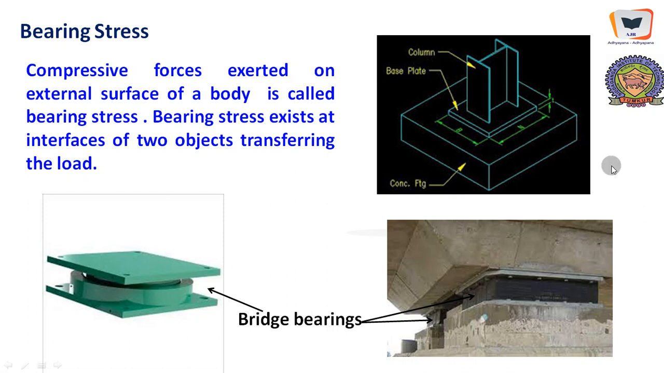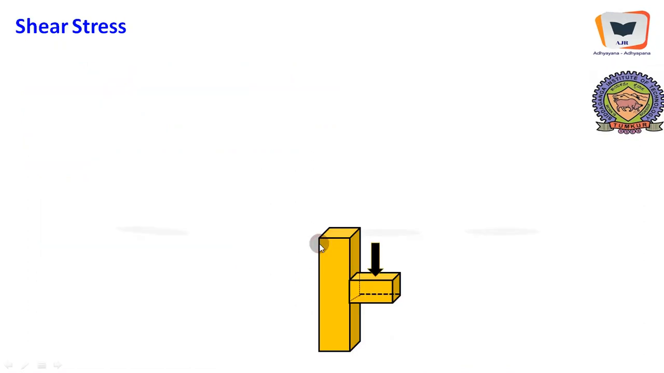Bearing stress and bearing pressure can typically be seen in the real world example of bridges. Bridges are usually supported on bearings. They are typically called bridge bearings, and at this interface there will be huge bearing stress. And this bearing stress will become a compressive force or compressive stress that will be transmitted to the pier beneath.